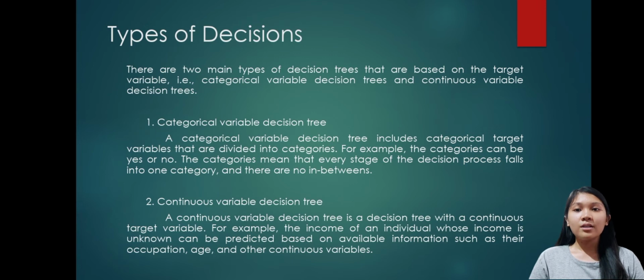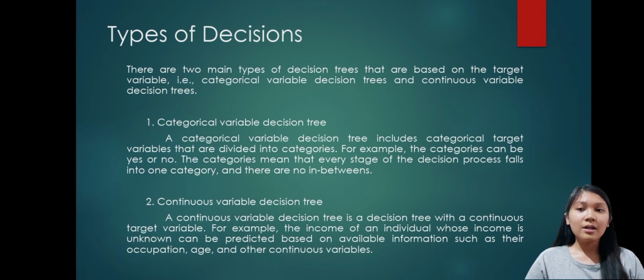For example, the categories can be yes or no. The categories mean that every stage of the decision process falls into one category and there are no in-betweens. The second one is continuous variable decision tree. A continuous variable decision tree is a decision tree with a continuous target variable.